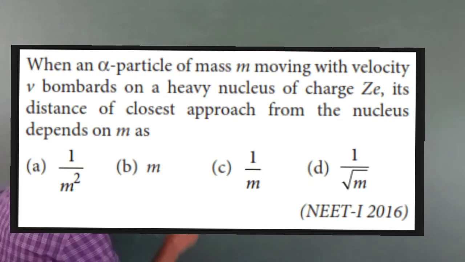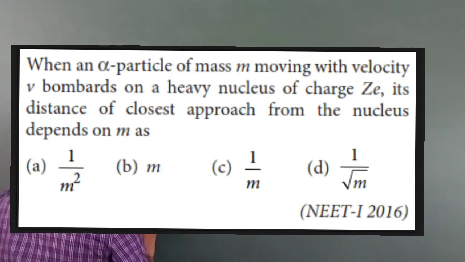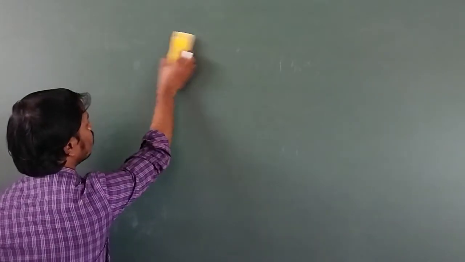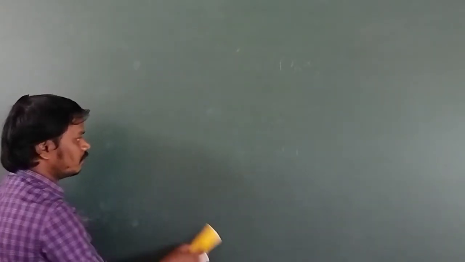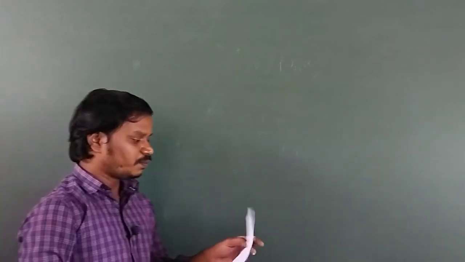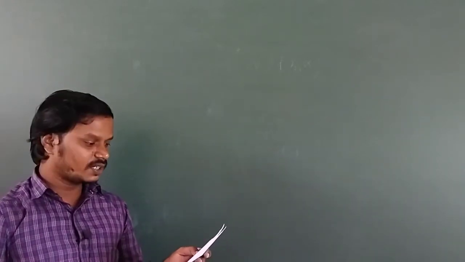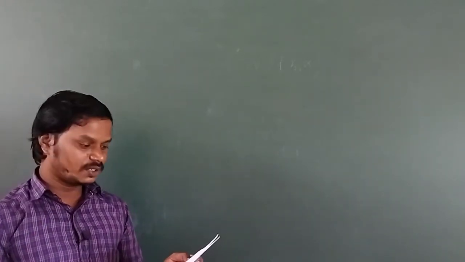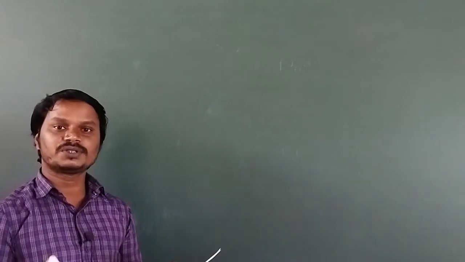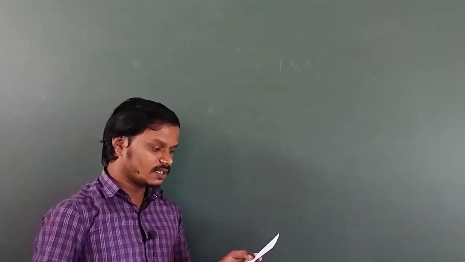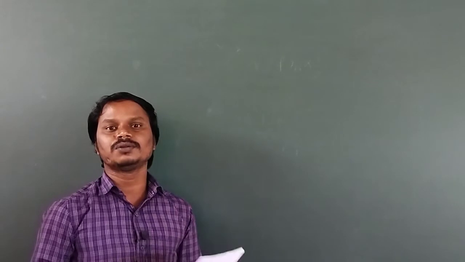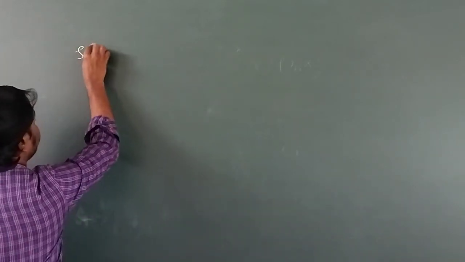See here, the distance of closest approach depends on m. How does it depend on m? Whether it is directly proportional to 1 by m square, or directly proportional to m, or directly proportional to 1 by m, or directly proportional to 1 by root m. See here, which is the answer now, solution.